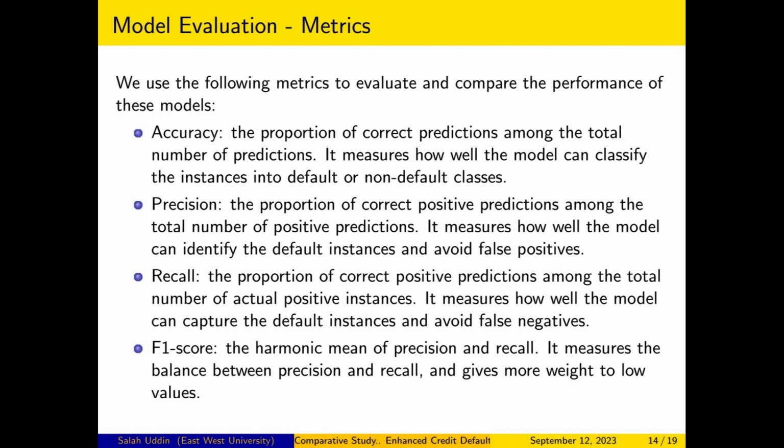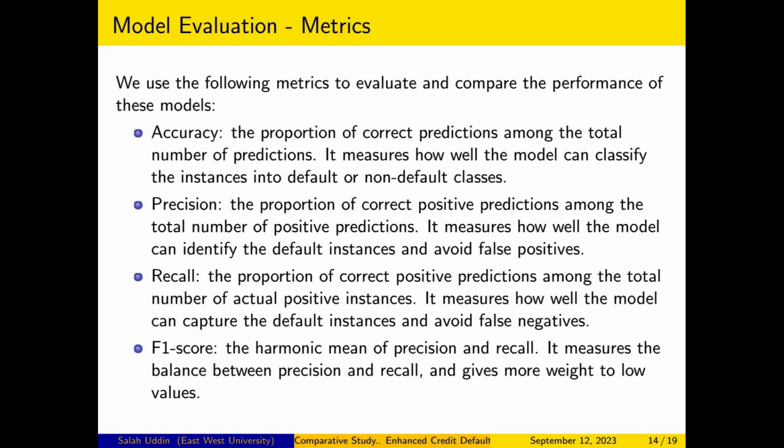Accuracy, the proportion of correct predictions among the total number of predictions. It measures how well the model can classify the instances into default or non-default classes. Precision, the proportion of correct positive predictions among the total number of positive predictions. It measures how well the model can identify the default instances and avoid false positives.